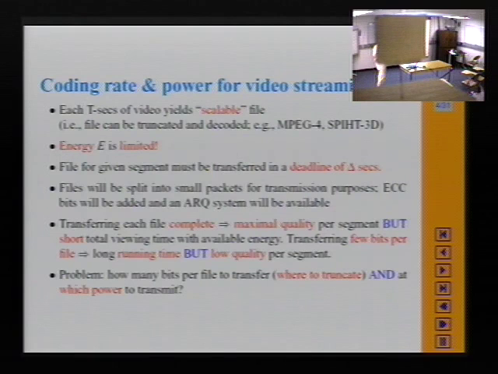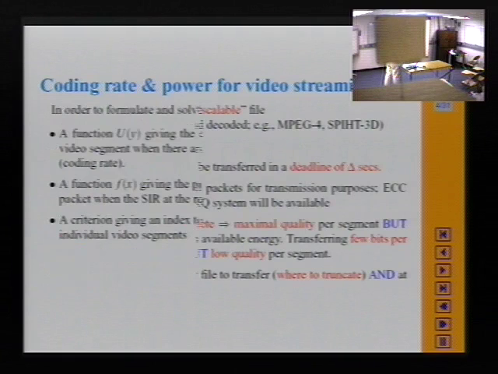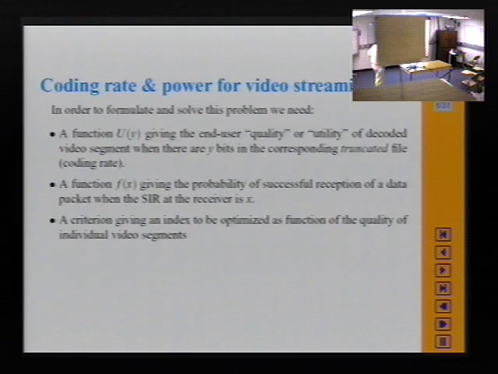So how many bits per file should we transfer? That is to say, if we have the scalable file, what should we truncate? Halfway, three quarters of the way, one quarter of the way? That's one question. And of course, which power to transmit? That's the problem. And now we're going to see how the framework helps in solving the problem.